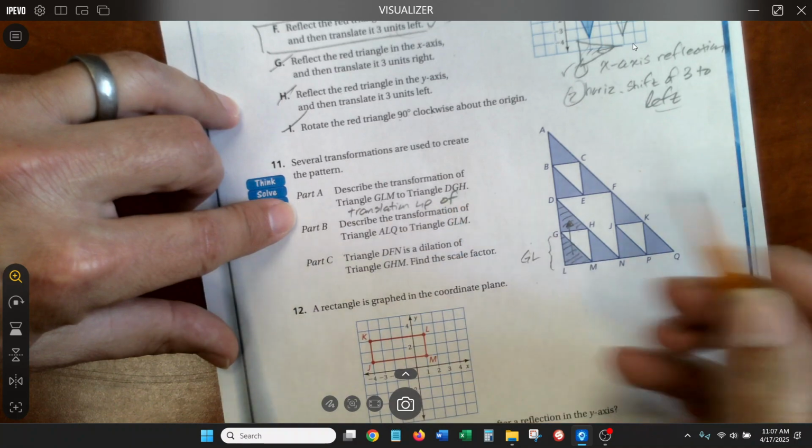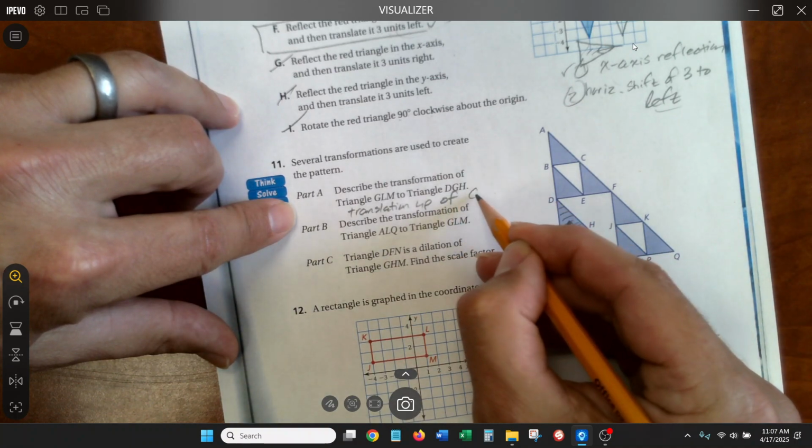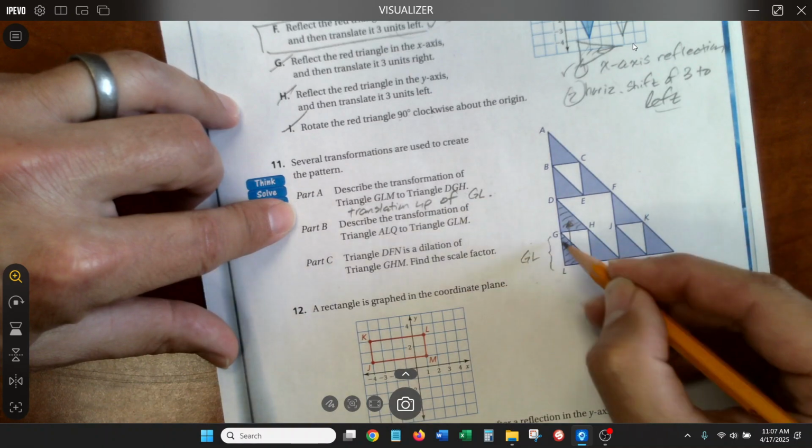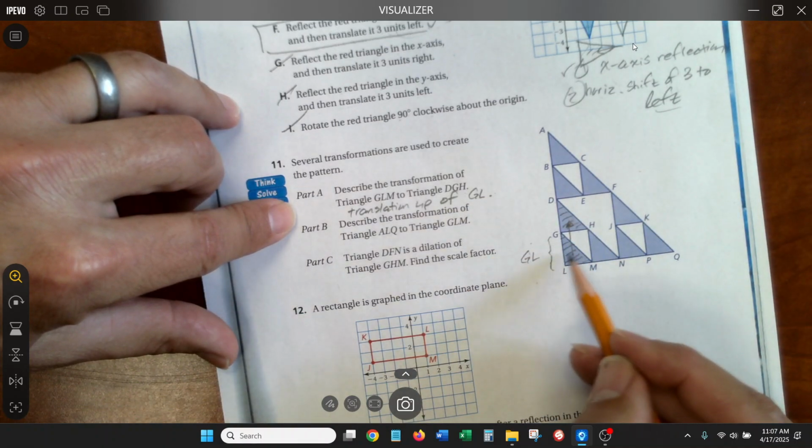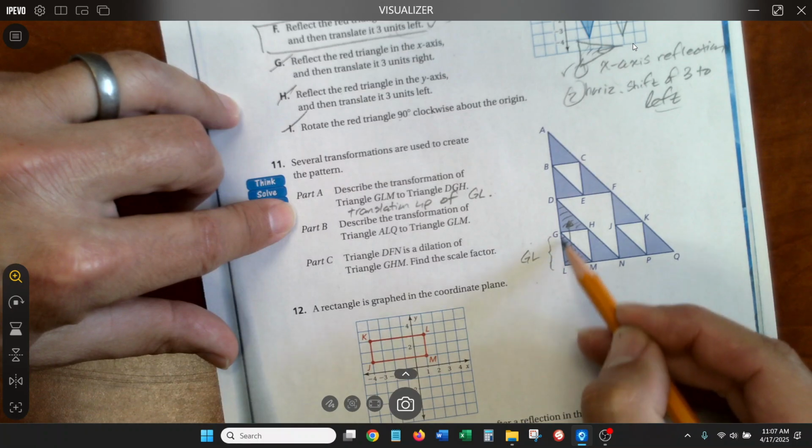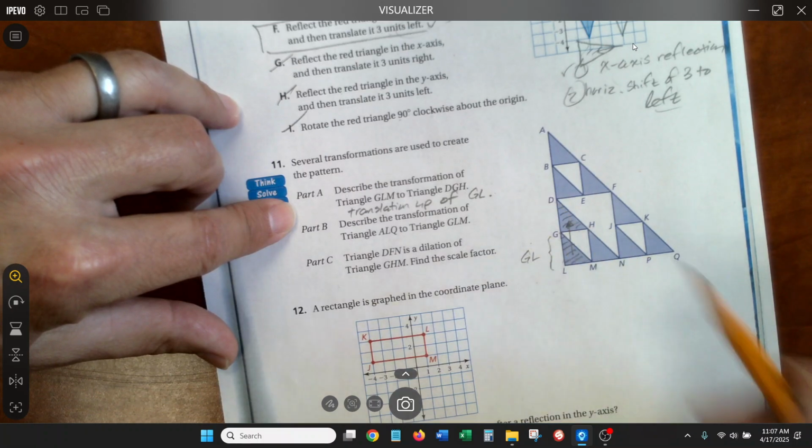of GL. GL is the distance of this side. So we just shifted GLM up a distance GL to get to DGH.